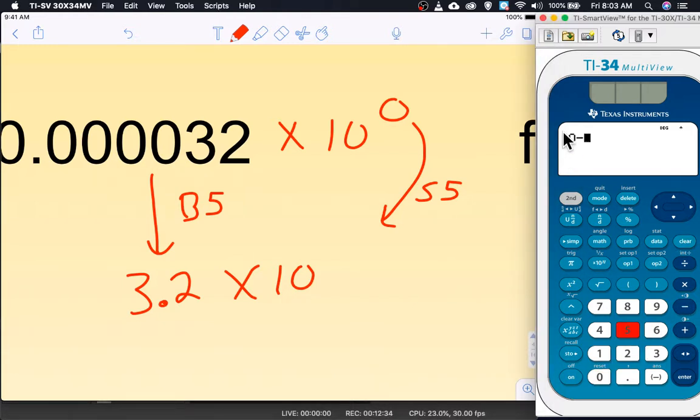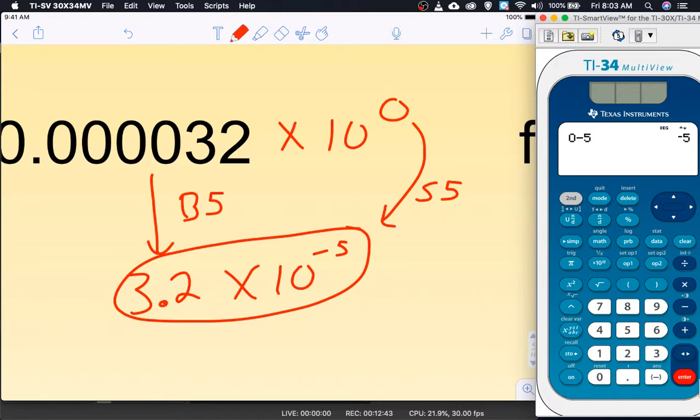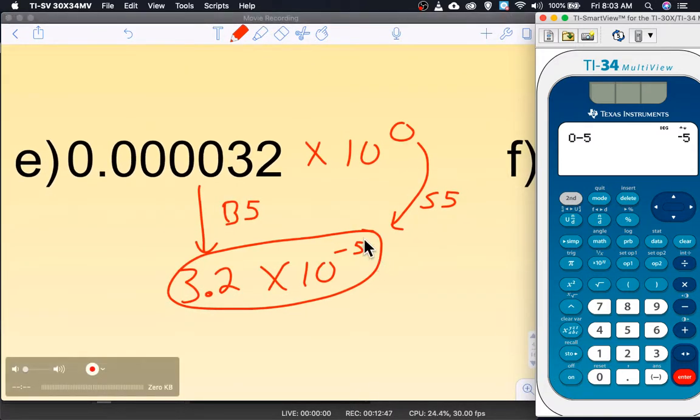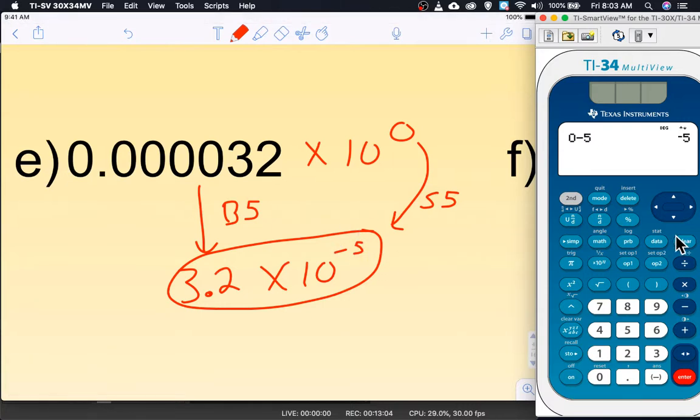You have 0 and you go down by 5, you're at -5. And that's it. This does have a negative exponent. Negative exponents, you'll see, will be in pretty much all 4 of these problems we're doing on this page. You get a negative exponent when this value is smaller than 1. If it's a 0 point something, you will get a negative exponent.